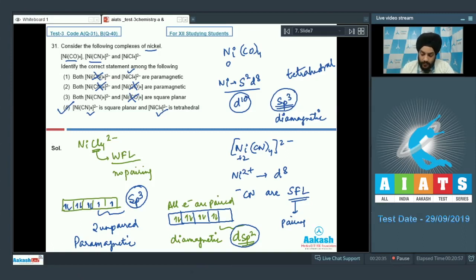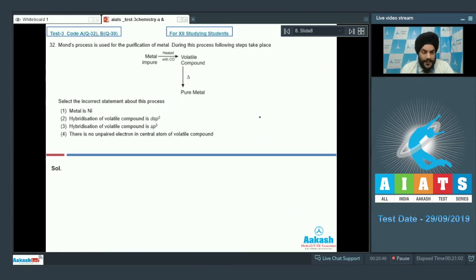Let us look at the next question now. Question number 32. Mond's process is used for the purification of metal. During this process, the following steps take place. So the impure metal is heated with CO. We have the formation of a volatile compound, and then it is further heated to obtain the pure metal. Okay. So we know that Mond's process is used in the purification of nickel, students.